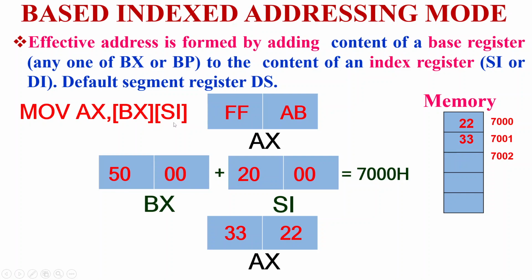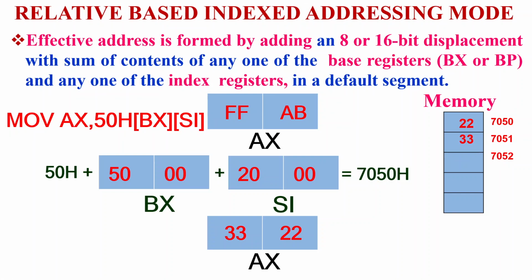The memory location is obtained by adding the content of BX and SI. Assume BX is 5000 and the content of SI is 2000. Both are added and the new memory location is 7000. The pointer will move to this memory address. The data available in this address is 22. It is moved to the AL register. The memory will be incremented by 1 and the data available in that next location will be stored in the AH register.